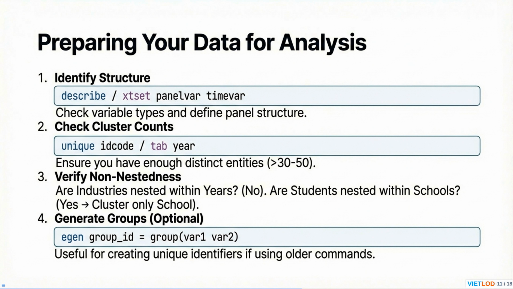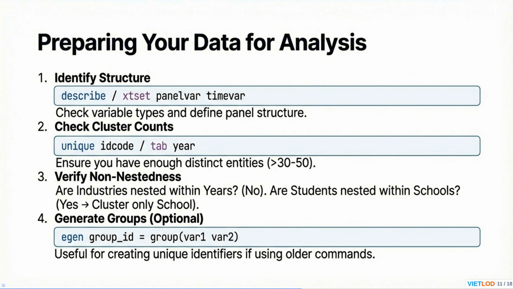Second, and vitally important for multi-way clustering, check your cluster counts. Commands like unique or tab help you count distinct entities in each clustering dimension. Remember, you generally need more than 30 to 50 clusters per dimension to ensure the asymptotic assumptions hold.